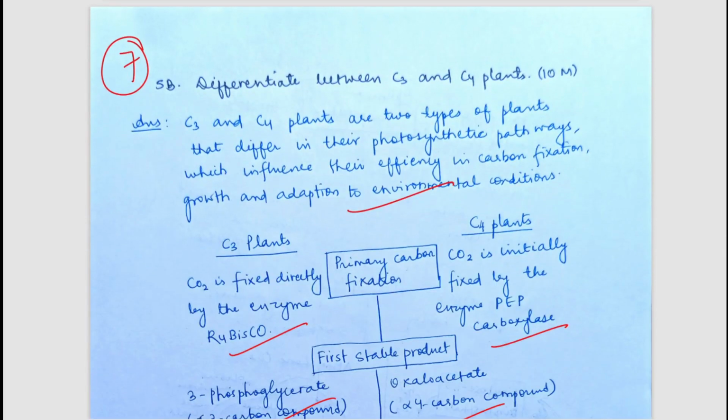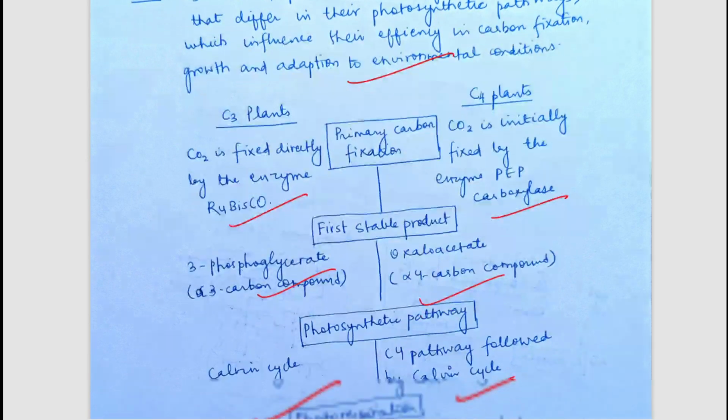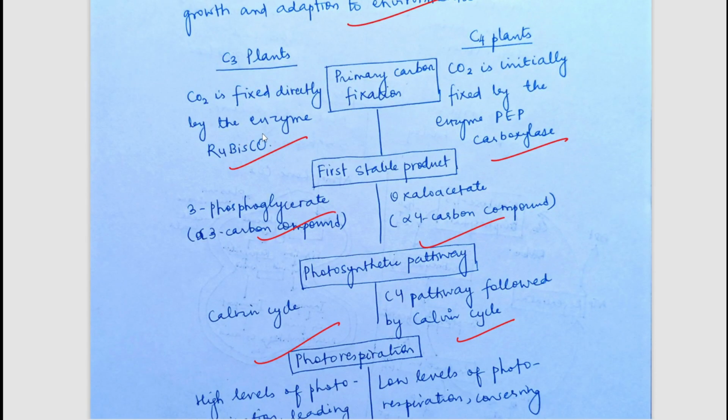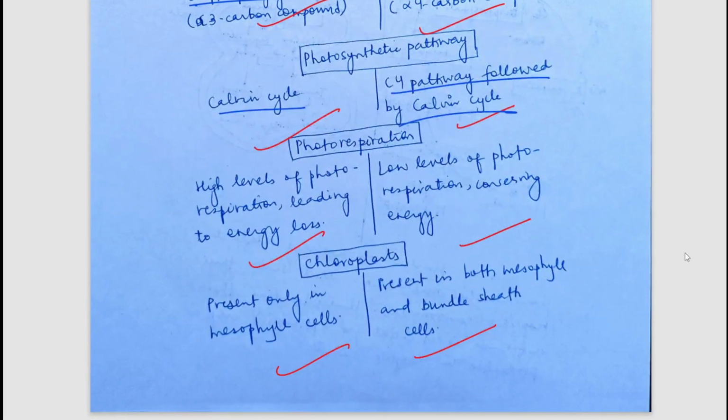The next question is, differentiate between C3 plants and C4 plants. So we all know there are some common differences between C3 and C4. For example, the primary carbon fixation in C3 is through the RuBisCO enzyme, but in C4 it is through PEP carboxylase. Here you can see 3-phosphoglycerate is the first stable product, while in C4 it is oxaloacetate. Here it is the Calvin cycle, here it is the C4 pathway followed by the Calvin cycle.